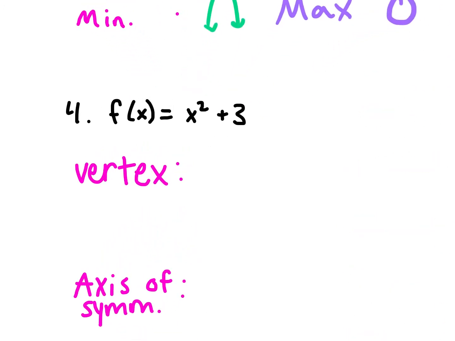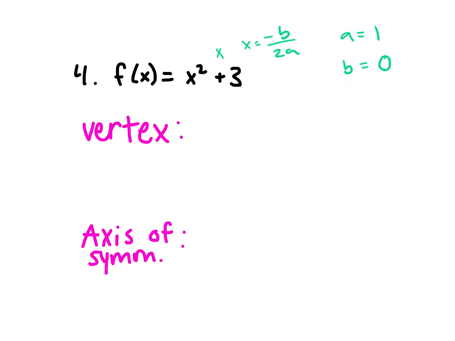So my formula for axis of symmetry is negative b over 2a. So what's my a? 1. What's b? 0. Perfect, because I don't have an x in my equation. So b is 0. So axis of symmetry would be x is equal to negative 0 over 2 times 1. What's negative 0 over 2 times 1? 0. 0 is on top, your answer is automatically 0. So x is equal to 0 is my axis of symmetry.